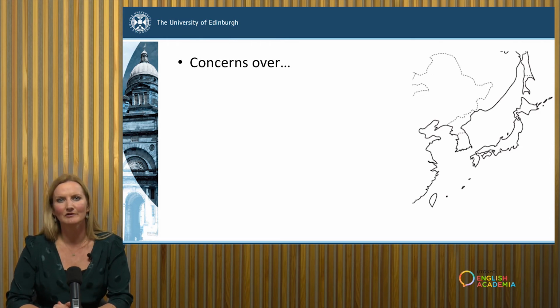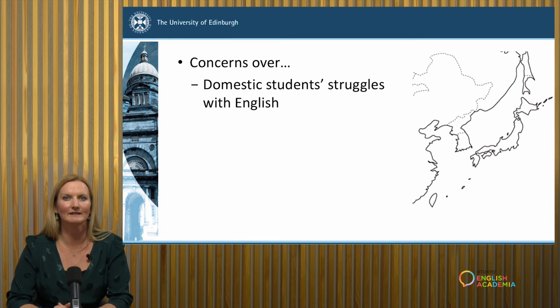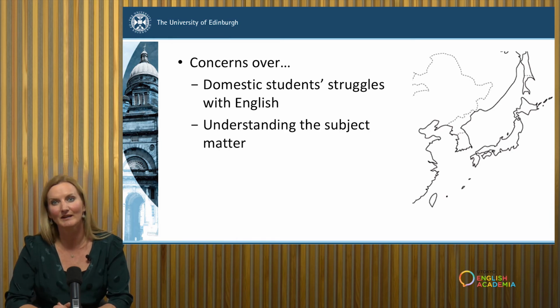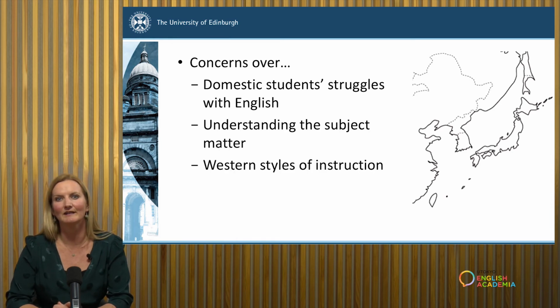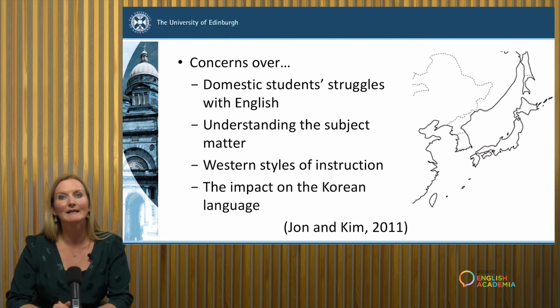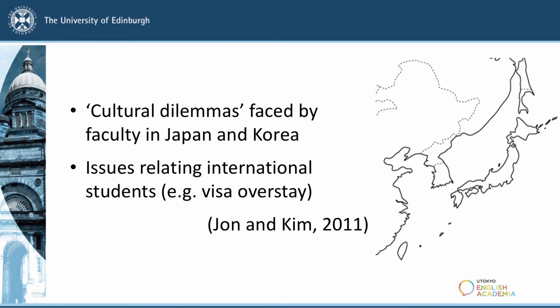Stakeholders in both countries were critical of EMI strategies, expressing concerns over domestic students' struggles with English, understanding the subject matter and Western styles of education. And students expressed concerns over the impact on the Korean language. Faculty in both countries also reported facing cultural dilemmas using English, and there were issues relating to international students, including quality and visa overstays, for example.